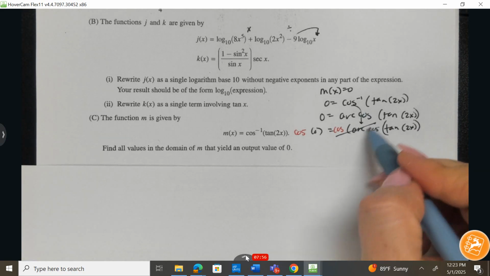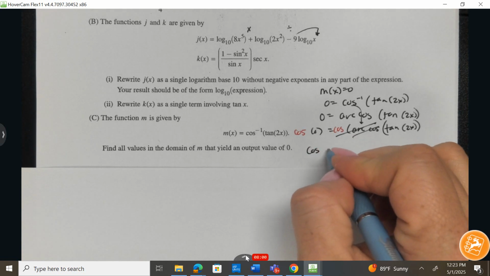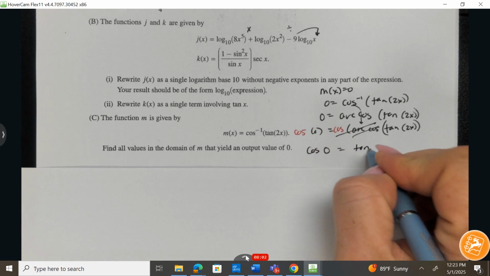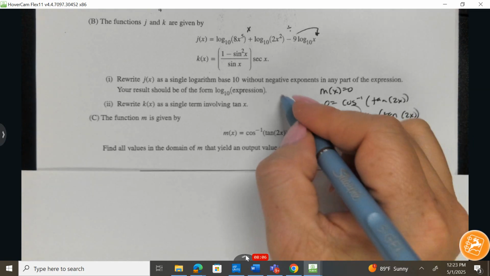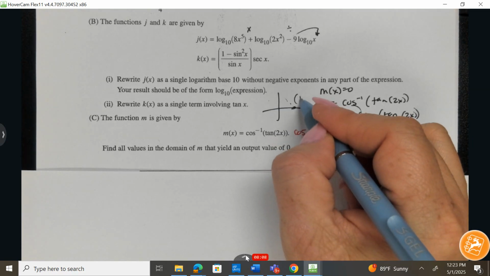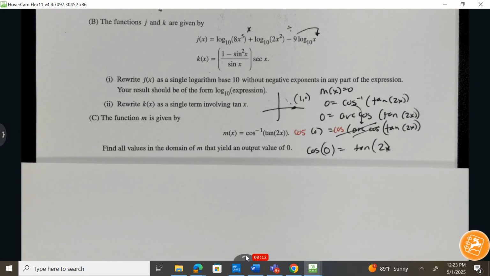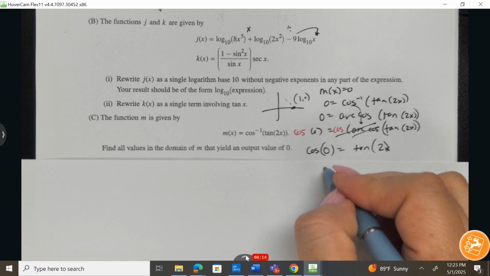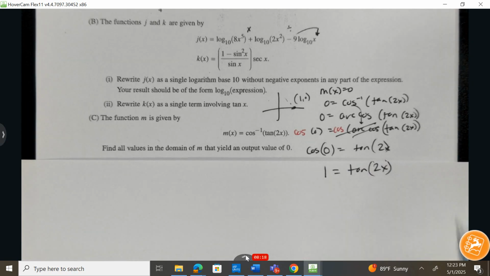Okay, so these two are going to be eliminated, and now I have the cosine of 0 equals the tangent of 2x. Okay, well at 0, we have a cosine of 1. It's 1, 0 is the ordered pair. Cosine is the first number in the ordered pair. So I have 1 equals the tangent of 2x. Now I ask myself, when is the tangent equal to positive 1?